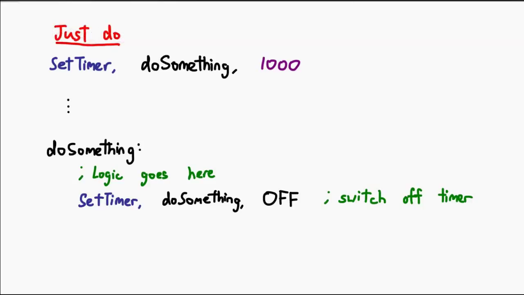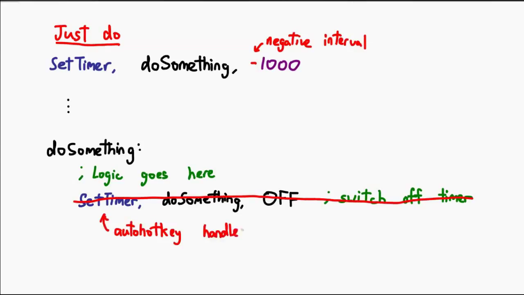I only found out while editing this video that there is a simpler way to switch off the timer. If you specify a negative interval, AutoHotKey takes that to mean that you only want to run the timer once, and it will not repeat itself. This saves you the trouble of having to switch off the timer yourself. So yeah, actually very simple logic.